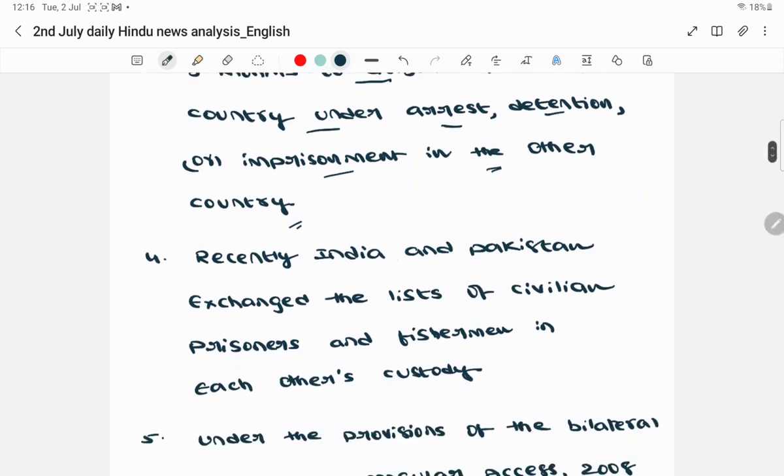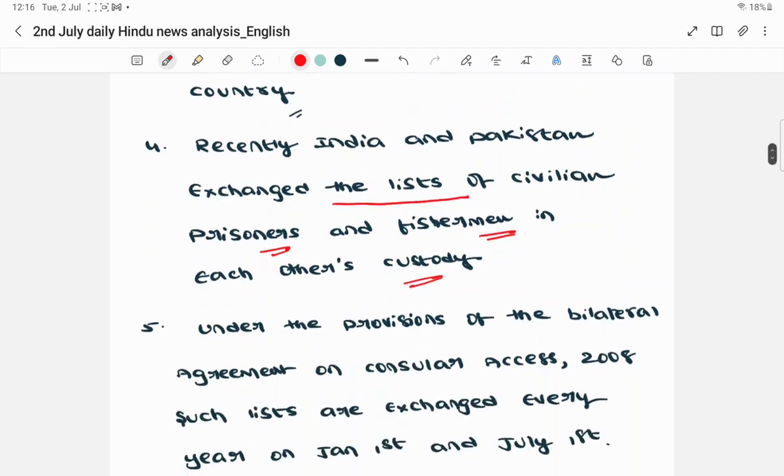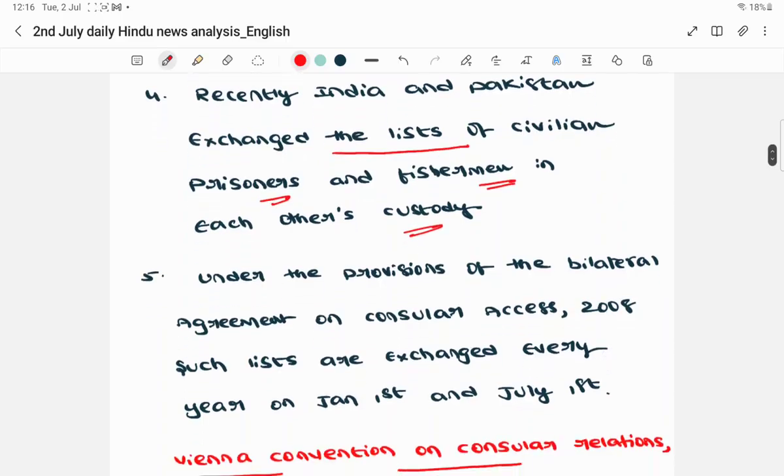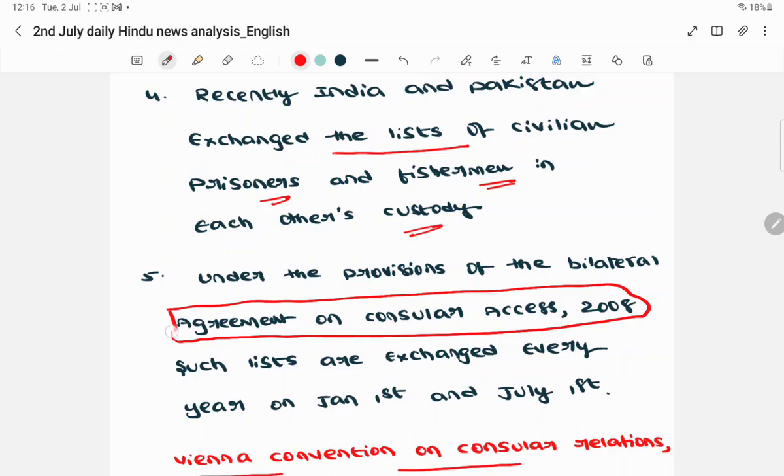And recently India as well as Pakistan exchanged the lists of the civilian prisoners as well as fishermen in each other's custody. Whoever is in Pakistan's custody, that is, the Indian prisoners, civilian prisoners and fishermen, and vice versa, these lists have been exchanged, and they have been exchanged as part of the Agreement on Consular Access 2008.